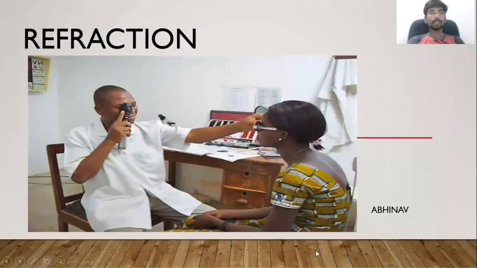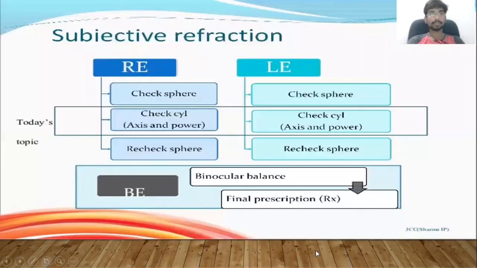In this video we will see about refraction. For subjective refraction, in the right eye and left eye, we have to check the sphere, we have to check the cylinder, and then we have to check binocular balance. In the cylinder, we have to check the cylinder axis along with the power.